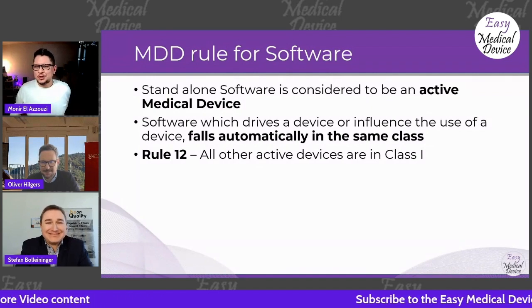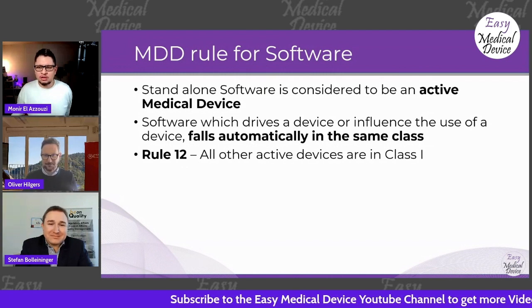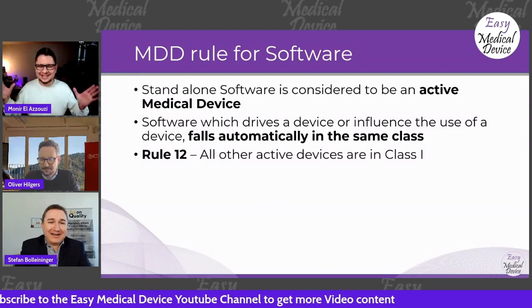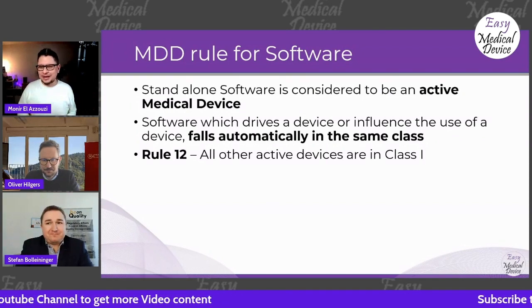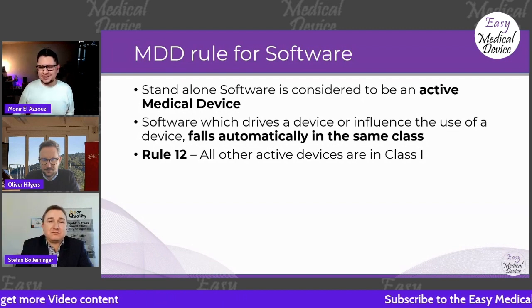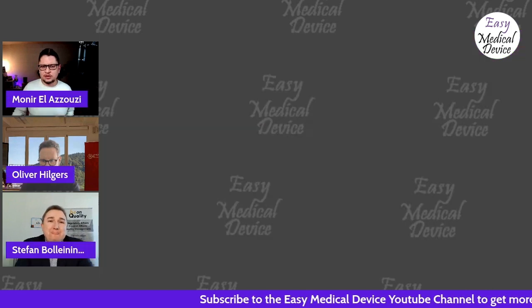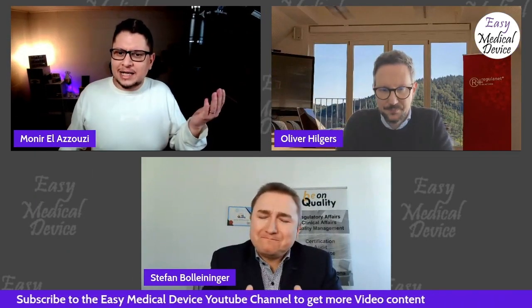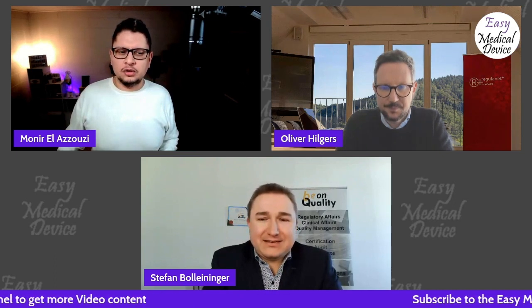Stefan, what do you say? I'm just quickly showing what Rule 12 is for people. Rule 12 says all other active devices are in Class 1. So it's easy. It's like the big bucket where everything is inside. If it's software and it's not covered by the previous rules, then it's a Class 1 device. That makes it a bit easy, if I can say, for some manufacturers. Even if some software were higher than Class 1. It's not like all software is Class 1. There is some software that is Class 2 or higher under the MDD.